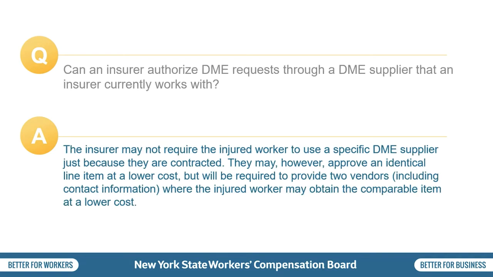Can an insurer authorize DME requests through a DME supplier that an insurer currently works with? The insurer may not require the injured worker to use a specific DME supplier just because they are contracted. They may, however, approve an identical line item at a lower cost, but will be required to provide 2 vendors, including contact information, where the injured worker may obtain the comparable item at a lower cost.